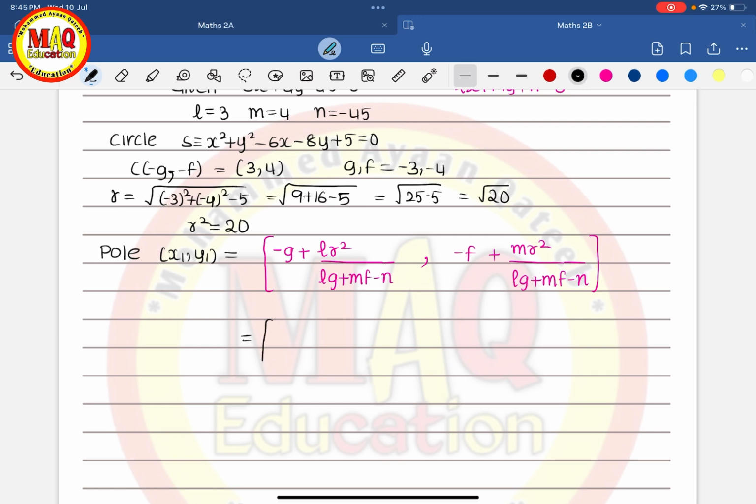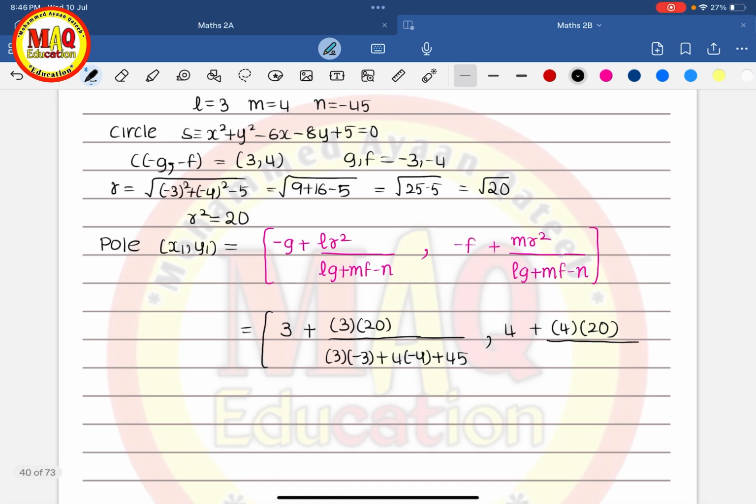Here, how much is -g? -g is 3, plus l value is 3 into r² value is 20, by l value is 3 into g value is -3, plus m value is 4 into f value is -4, minus n, minus of -45 is plus 45, comma, -f value is 4 plus m value is 4 into r² value is 20 by same: 3 into -3 plus 4 into -4 plus 45.